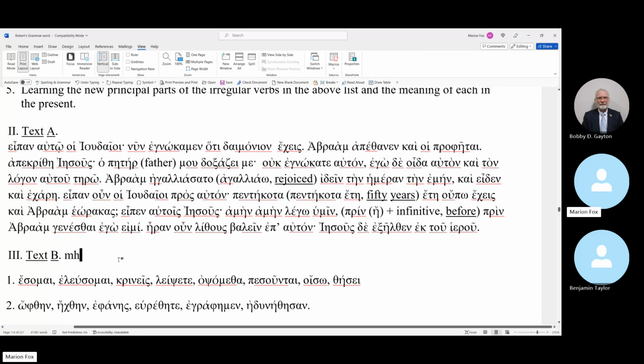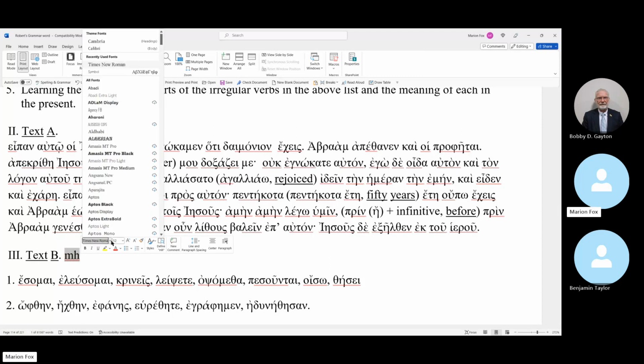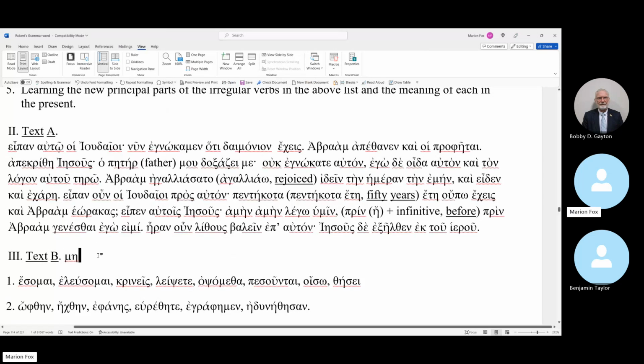That word right there is a conditional negation. Let me put it in a symbol form there. That right there is a conditional negation, mē. That's no or not. And right here, ou, is no or not. But this one's an absolute negation.